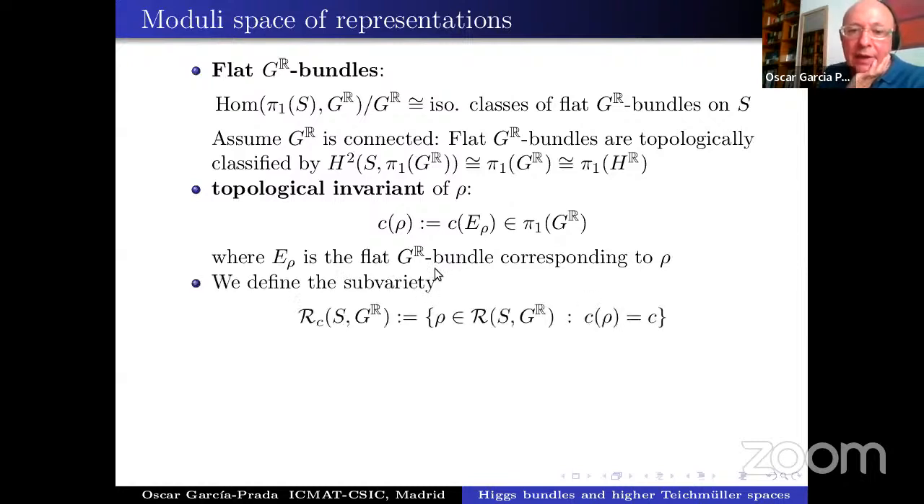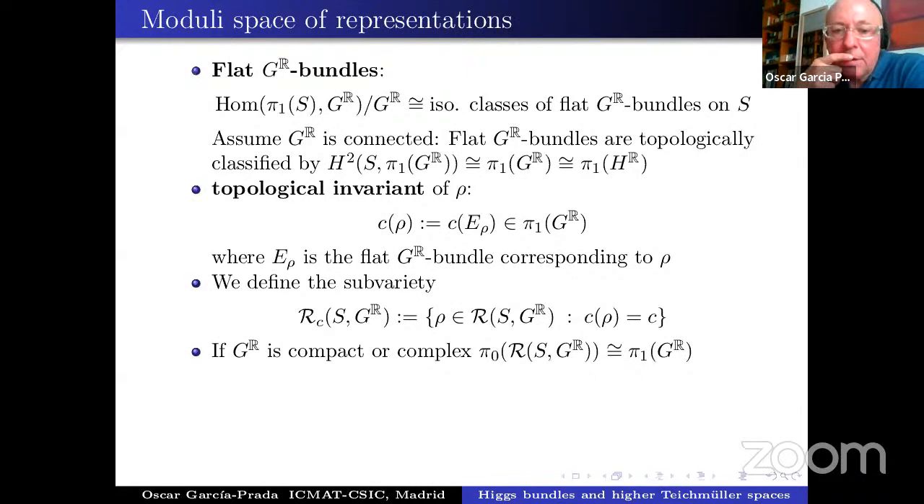And then we can define the subvariety of representations in the character variety whose topological invariant is a fixed value c, right? This element c in the fundamental group of GR. And so a very well-known fact is that if GR is compact, like for example SU(n), or is complex like SL(n,C), then the group of connected components here is actually isomorphic to the fundamental group of GR. So the fundamental group of GR classifies connected components of the character variety. This happens if the group is compact or complex, right?